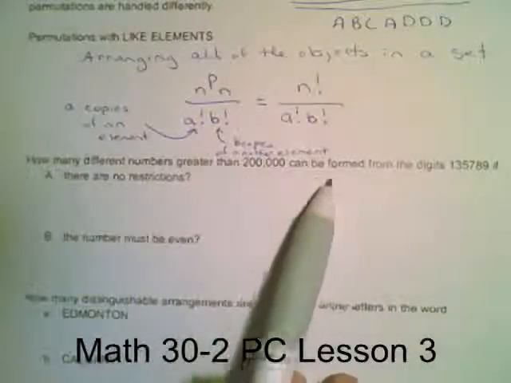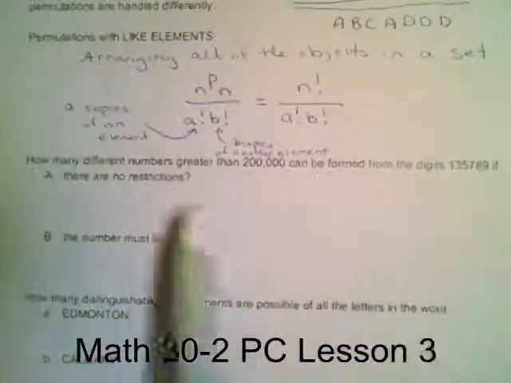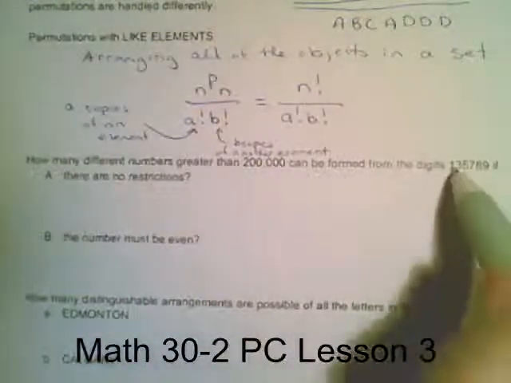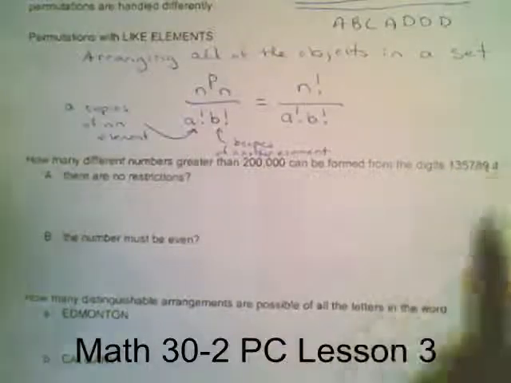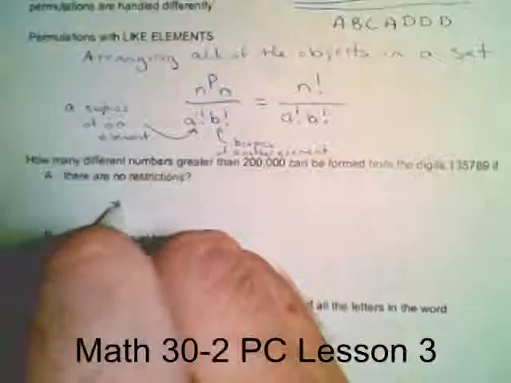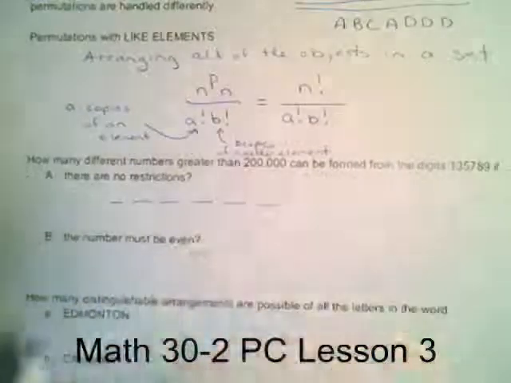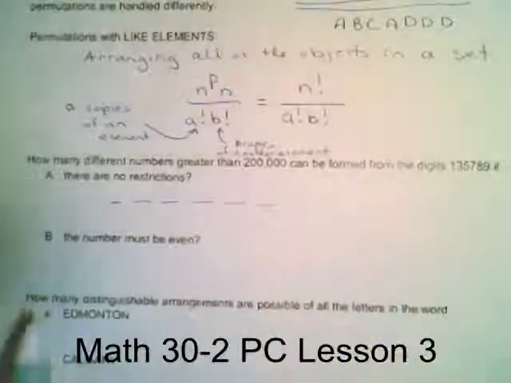Now in some cases you've got objects that have multiple restrictions. So let's do some examples. How many different numbers greater than 200,000 can be formed using the digits 1, 3, 5, 7, 8, and 9 if there are no restrictions? So 1, 2, 3, 4, 5, 6. There are 6 digits that I can choose. How many different numbers greater than 200,000?